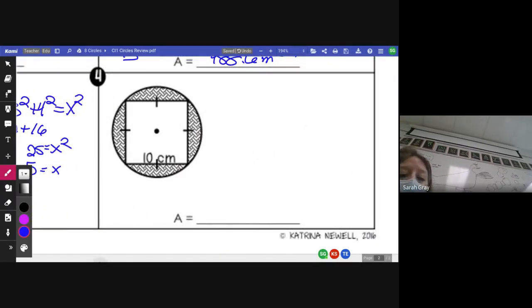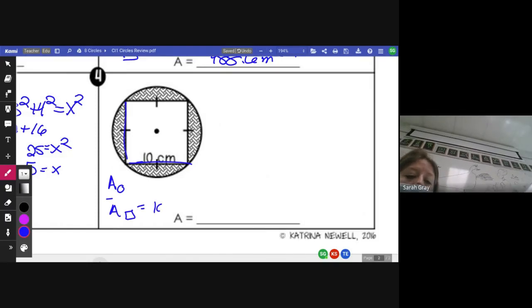Okay, circle inside of a square. So we're going to do area of circle minus area of square. It's always the big one minus the small one. Here, the square is the easier one because we know the side length. So it's 10 times 10. And the circle is the hard one because we don't know the diameter or the radius.